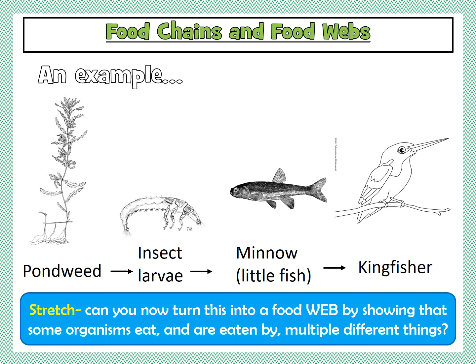But remember, food chains aren't particularly realistic in real life. Usually we have several different things eating each other thing. So as a stretch now, and any of you who are looking for grades 5, 6 and above, I would like you to now try and turn your food chain into a food web by adding in other creatures. You might need to do a little bit of research or take a look in your textbooks to find some other consumers or producers that operate in a pond ecosystem and how they fit in to this food web.